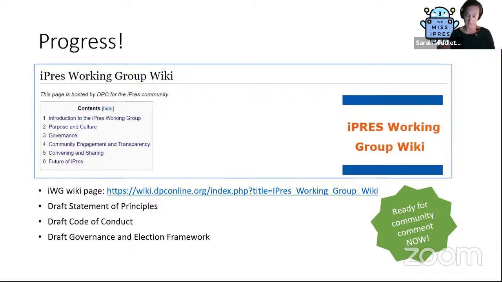And you can find out more about each of these on the wiki, the URL for which you can see on the screen now. But if it's a bit long and complicated, just go to wiki.dpconline.org and select the iPres.